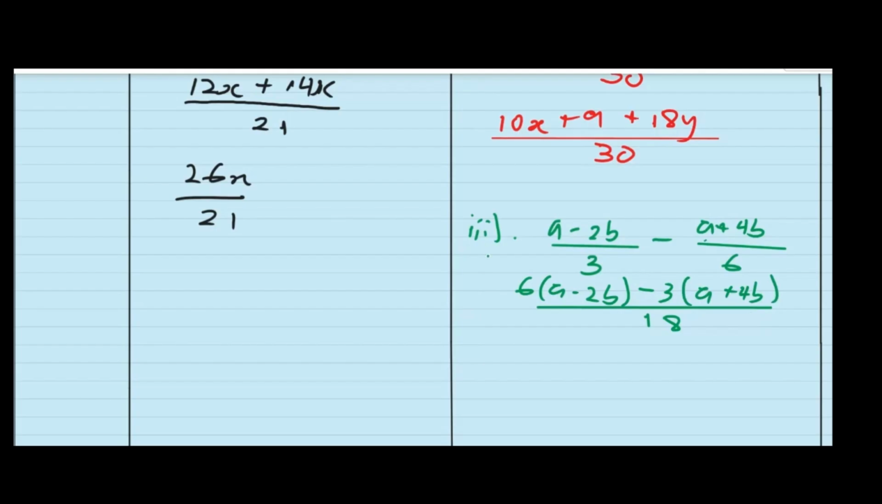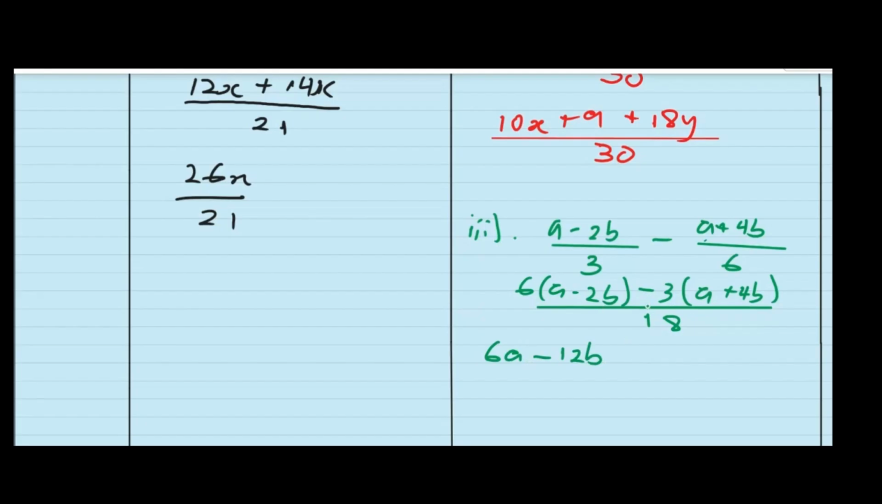Don't forget to bring the brackets because they are binomials. They are very, very important. If you don't bring them, you end up getting a wrong answer. So make sure you always introduce a bracket or parenthesis when we have a binomial. Okay, so now let's simplify. 6 times a is going to give us 6a, and then 6 times negative 2b is going to give us negative 12b. And then we are done with the first part.